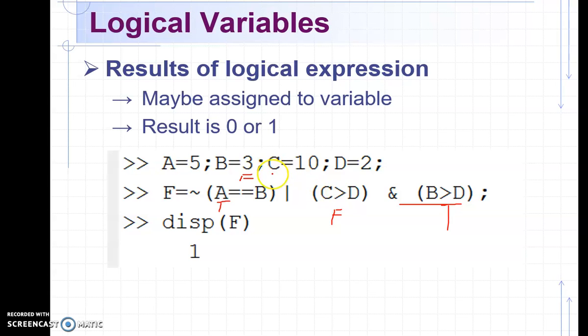No, I'm sorry, it was a C. But it's still true. All right, now we do the and first. So false and true is false. Then we do the or, true or false is true, and we got out a 1. So there we go.